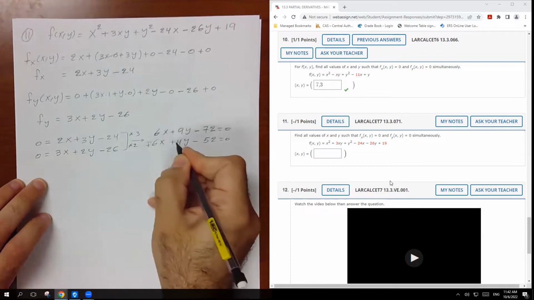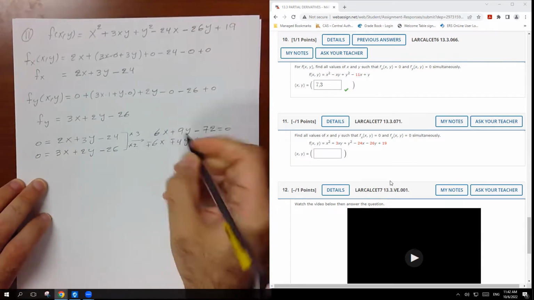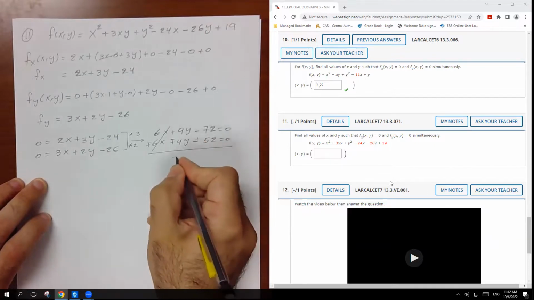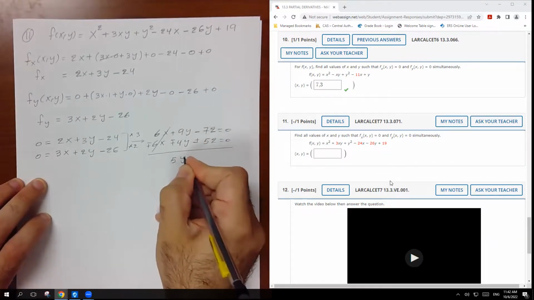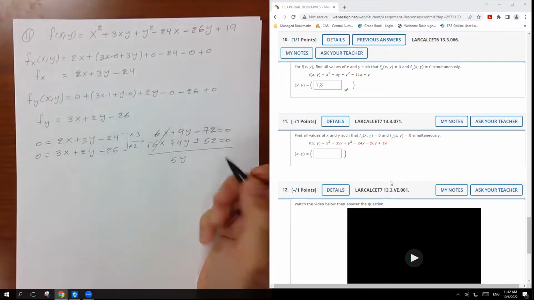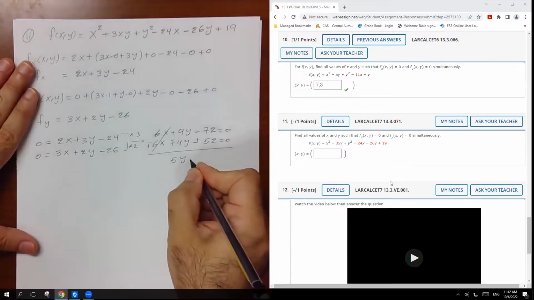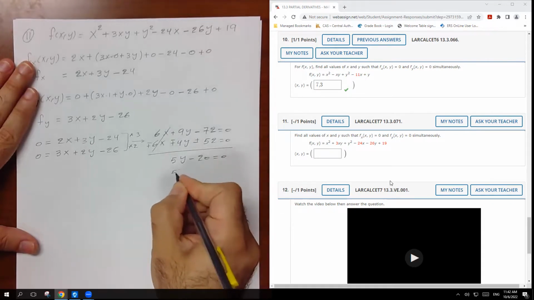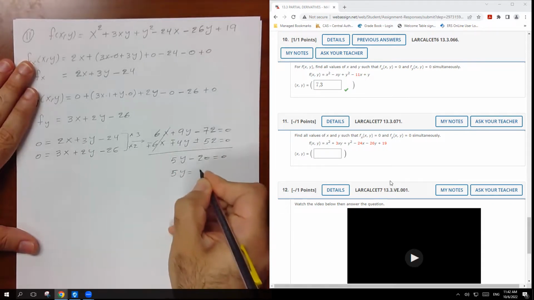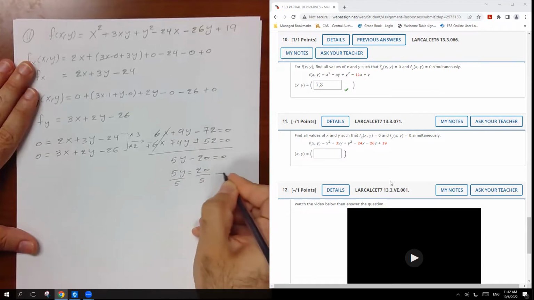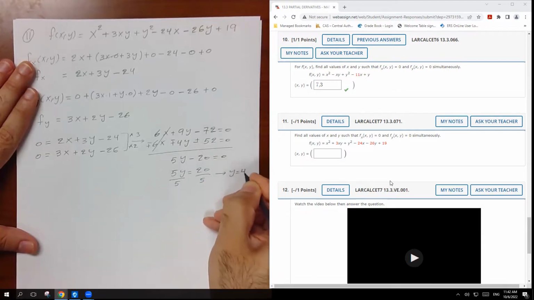This one you can multiply by the negative. That means this is cancelled. So 9 minus 4 is going to be 5y. And 72 minus 52 is going to be negative 20 equals 0. That means 5y is going to be equal to 20. Divide by 5. So y is going to be equal to 4.